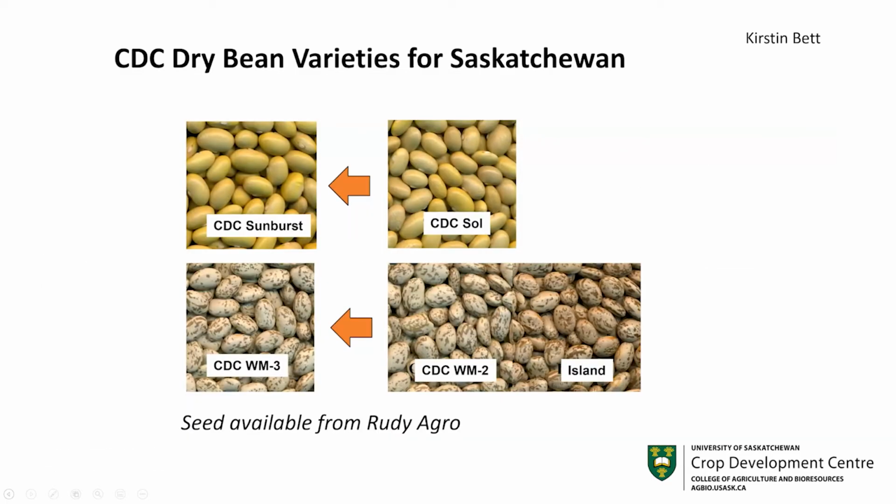And the last release was from the dry bean breeding program by Kirsten Bett. She released CDC Sunburst, an improvement over CDC Sol for yellow bean, a specialty market class, with improvement in maturity, some disease resistance, and similar yield potential. And also White Mountain, a non-darkening pinto bean, an improvement over CDC WM-2 and Island. All of the bean program seeds are distributed by Rudy Agro.